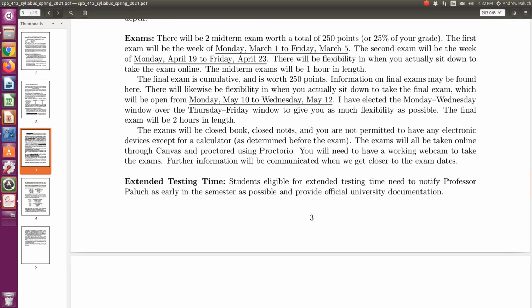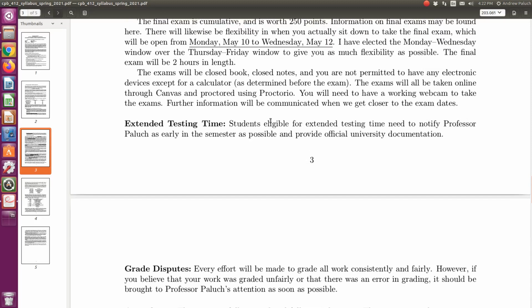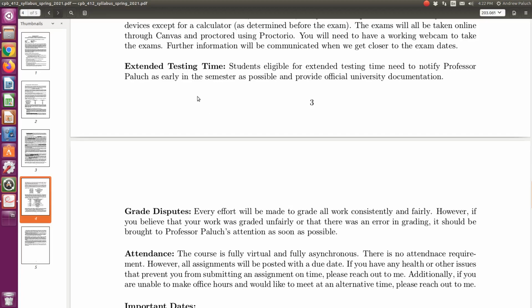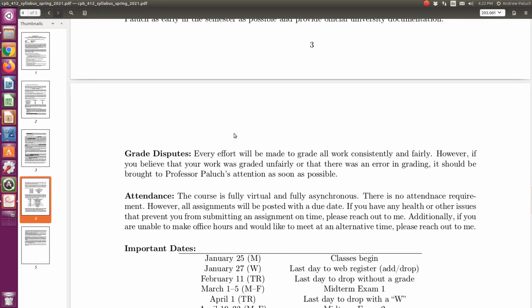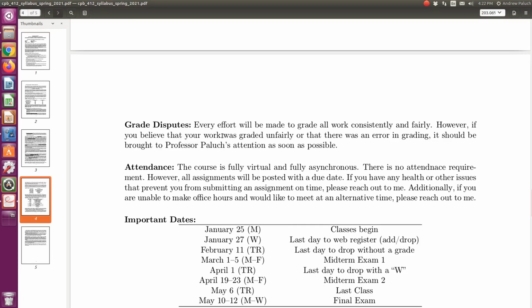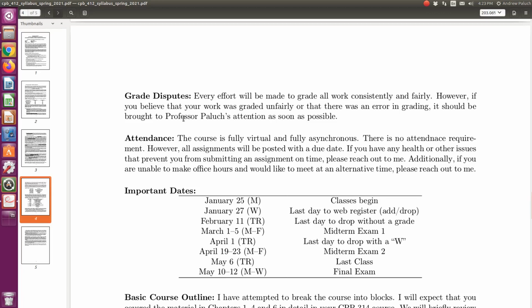Okay, they will be proctored using Proctorio, so you will need a working webcam to take them. Okay, but again, with the flexibility, I hope that makes it a lot easier for you to take the exam when it's convenient for you. Extended testing time: if you need extended testing time, just let me know. If you have any issues with how things are graded, just let me know. Okay, we'll try and get grades back to you in a timely fashion. If there's any issues, let me know, and I'll work with you, and we'll get it fixed.